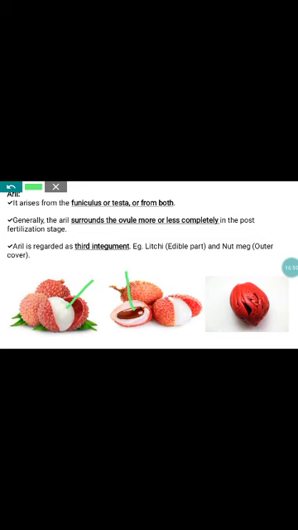Similarly, in the case of nutmeg, that pink, leathery covering is an aril. On the inner side only, you can see the seeds. The aril in the case of nutmeg is called mace, which is the economically important part. Here the aril is a third integument that completely covers the seeds. This is a special feature of lychee, nutmeg and also pomegranate. These are all examples of seeds having aril structures.